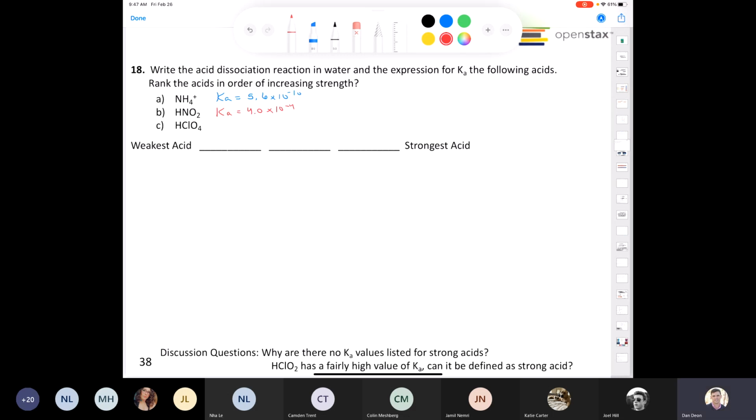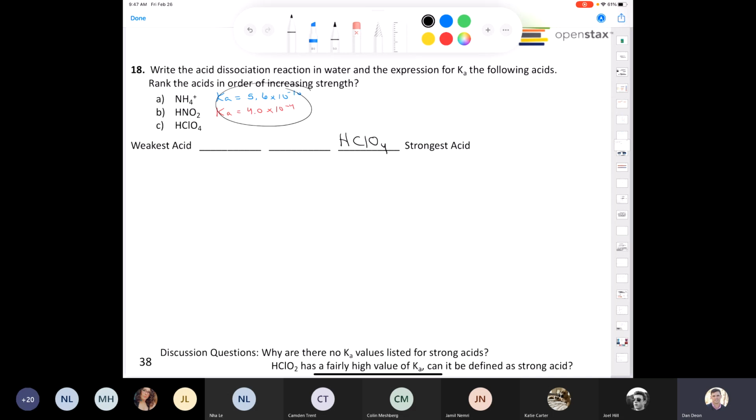Could anybody tell me which one of these three is the strongest acid? Yeah, I like the way you think. Good. It's HClO4, right? Because HClO4 was in the list of strong acids. These two are not in the list of strong acids, so perchloric acid, HClO4, is definitely the strongest.